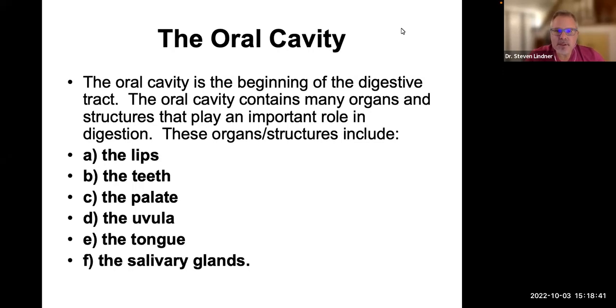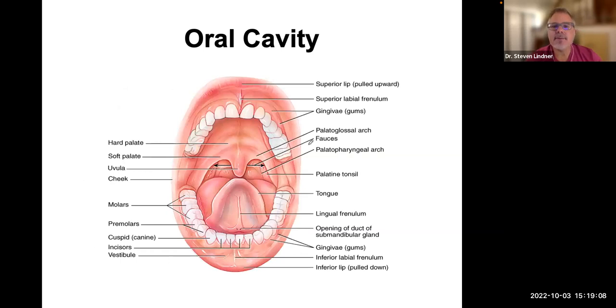Let's take a look into the oral cavity. This is the beginning of the digestive tract. The oral cavity contains a variety of different parts that really do play an important role in digestion. We will talk about the lips, the teeth, the palate, the uvula, the tongue, and the salivary glands. So when we look at the oral cavity, it's made up of a few important parts.